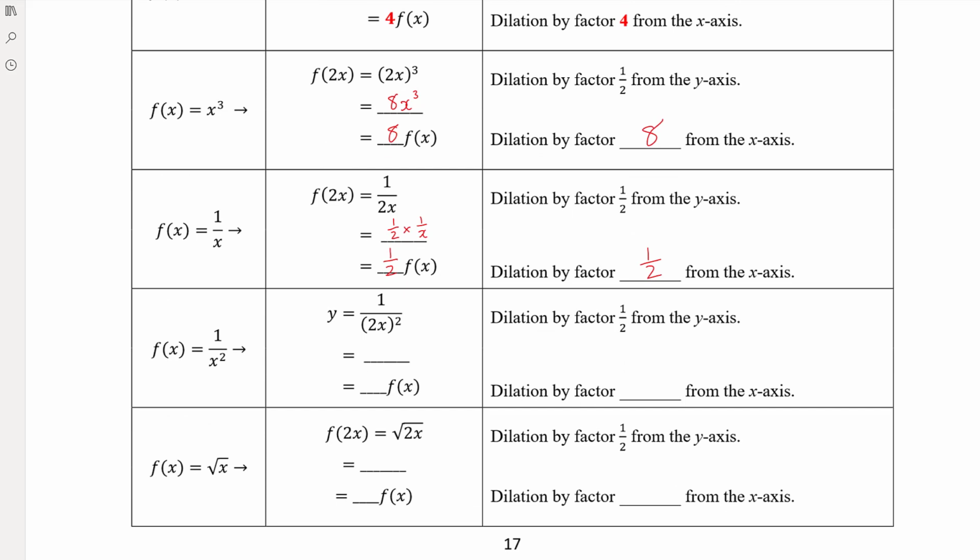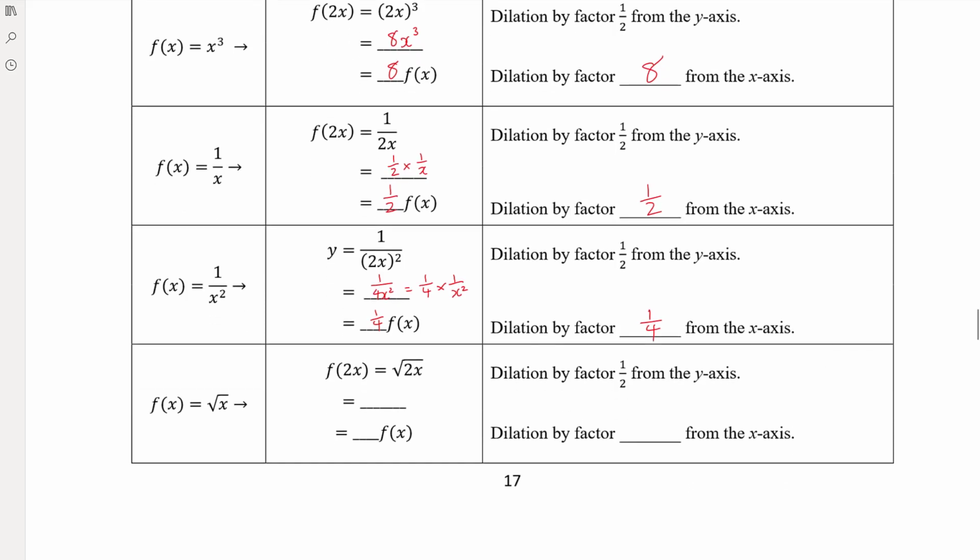If we have the truncus, 1 on x squared, dilating it by a factor of half from the y-axis is 1 on 2x all squared, which we can write as 1 on 4x squared, which we can write as 1/4 times 1 on x squared. So it is 1/4 times the original function. So dilating the truncus by a factor of half from the y-axis is the same as dilating the truncus by a factor of 1/4 from the x-axis.